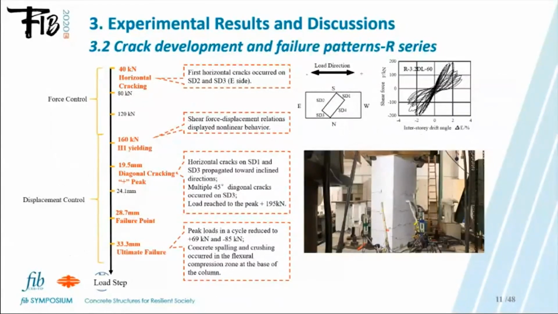This slide shows the crack development and failure patterns for rectangular specimens. In the beginning, the cracks occurred at distances from the ends of the columns, followed by opening of relatively wide inclined cracks near the middle height during subsequent cycles after yielding of longitudinal reinforcements. Failure was precipitated by the widening of inclined cracks, as well as the concrete spalling and crushing in the flexural compression zone at the base of the column.